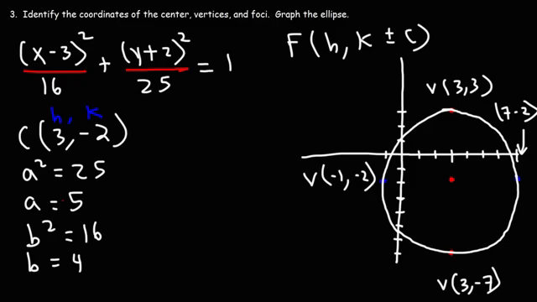By the way, technically, a is plus or minus 5, and b is plus or minus 4, because to get the coordinates of the vertices, we would have to add 5 and subtract 5 from the center. So it's technically more accurate to say plus or minus 4 and plus or minus 5 for a and b.